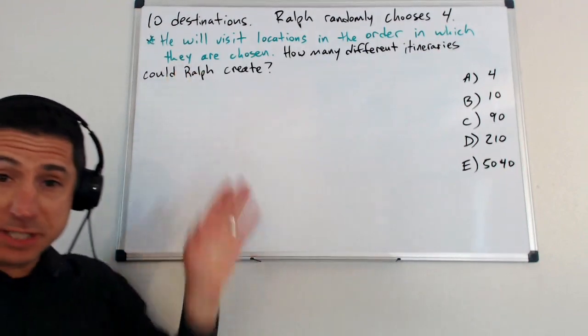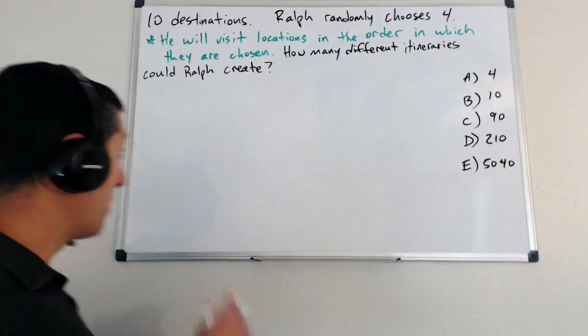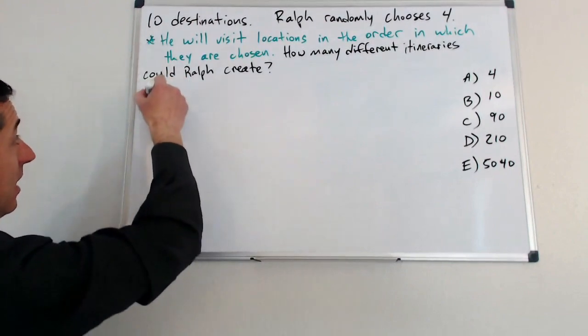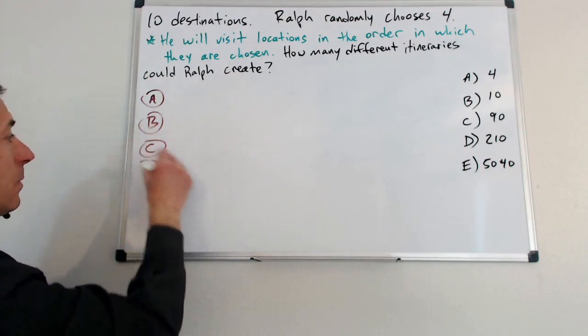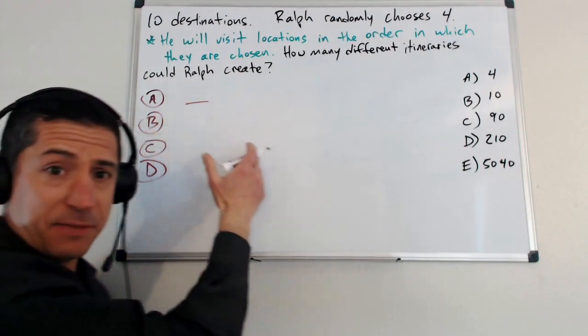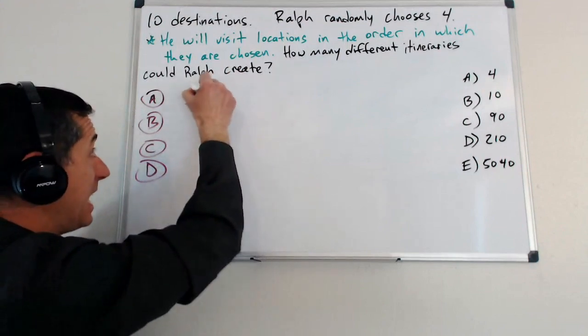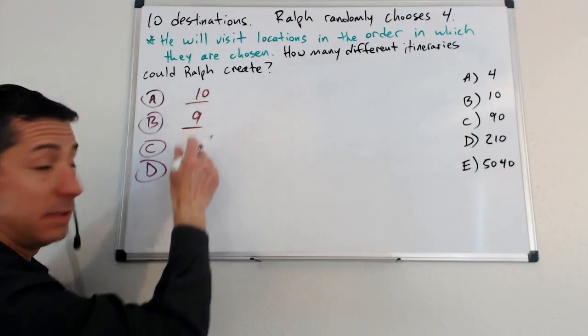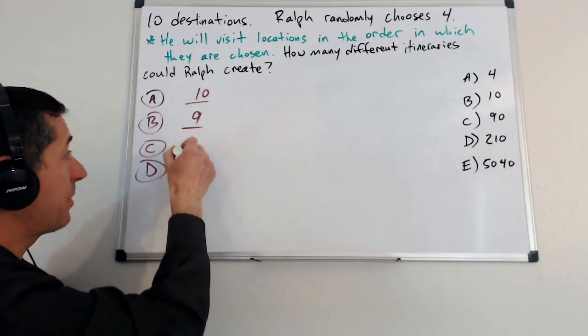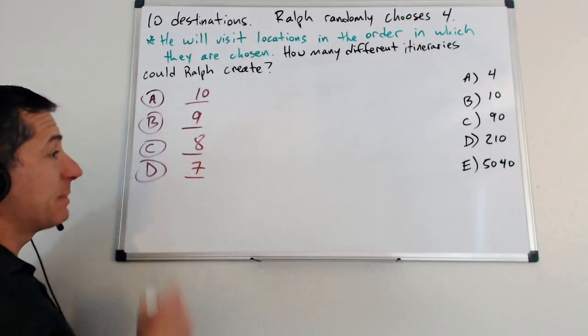Now, in this case, super simple question. Order does matter. So what we're basically saying is, hey, we've got, I'll call him A, B, C, and D, and he's going to visit them in that order. And how many options does he have for destination A? Well, obviously there's 10. He's not going to visit the same destination twice. So 9 options for the second stop, third stop 8, fourth stop 7.